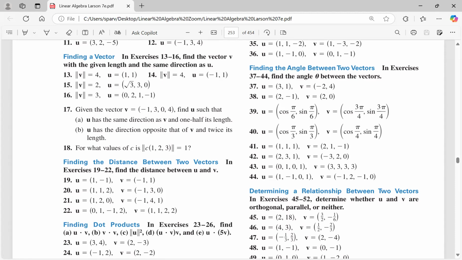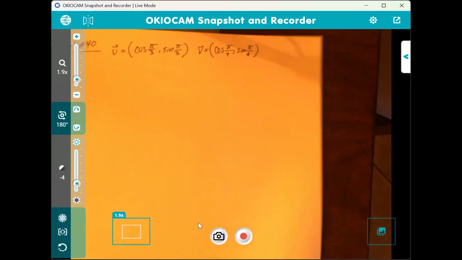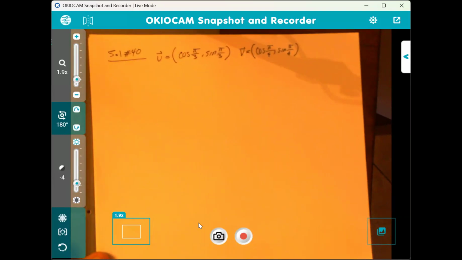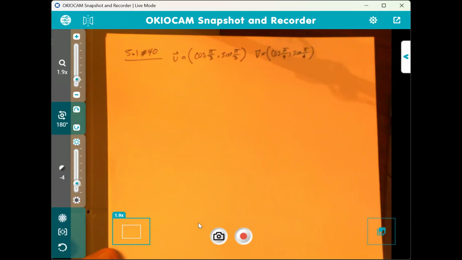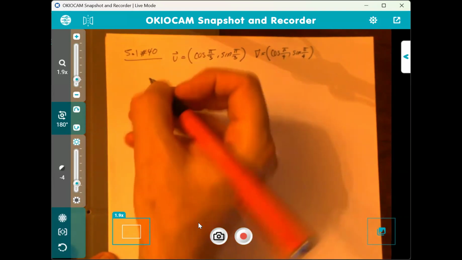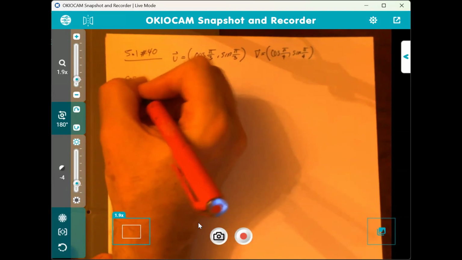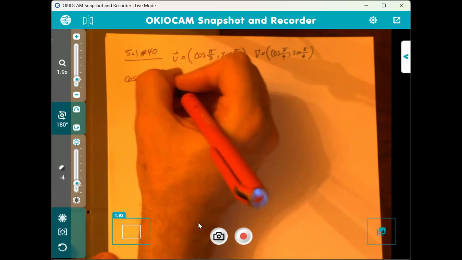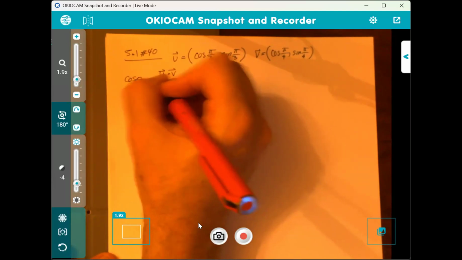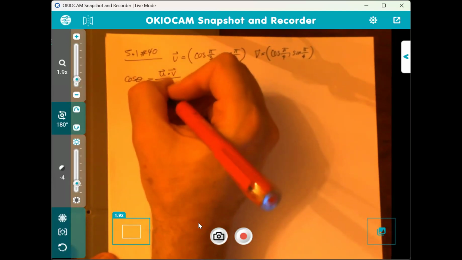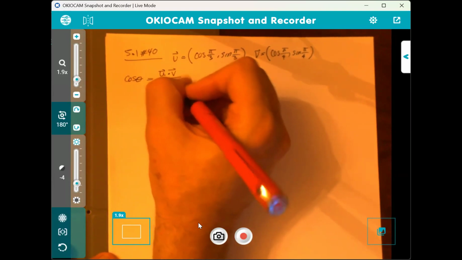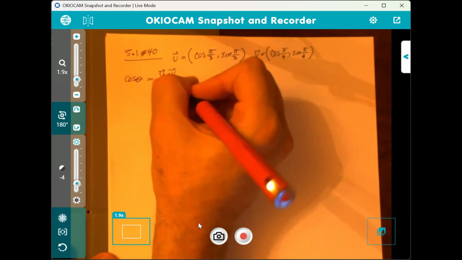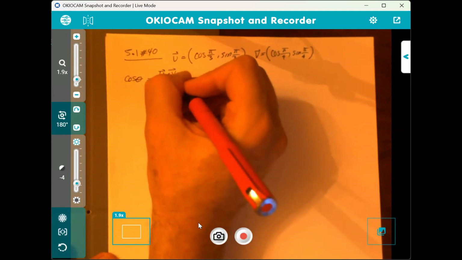All right. So I've written the problem here for us. Now, to find the angle between two vectors, we have a formula, right? So I'm just going to write the formula, that is cosine of theta is equal to u dot v, remember this one, over magnitude of u times the magnitude of v.